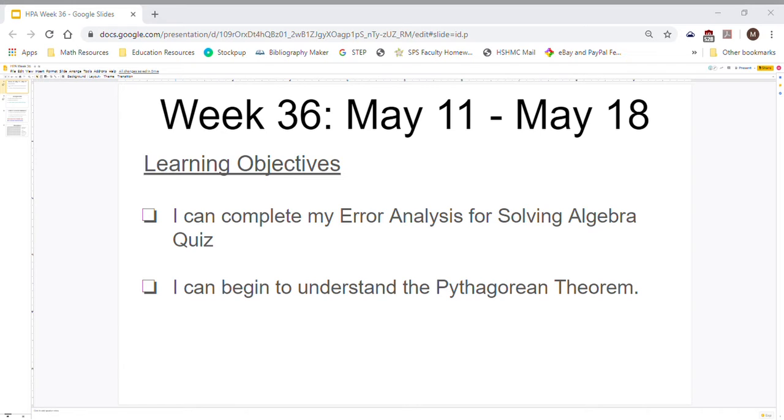So if you haven't done your solving algebra quiz yet, you need to retake it this week, Monday, Wednesday, Friday from 4 to 5. Those are the only times.